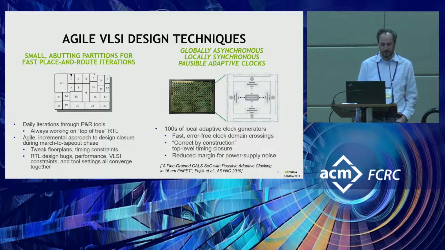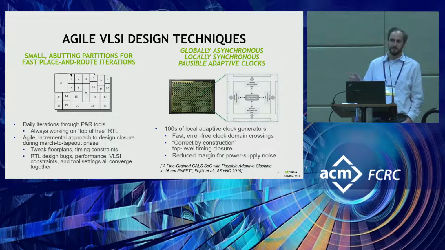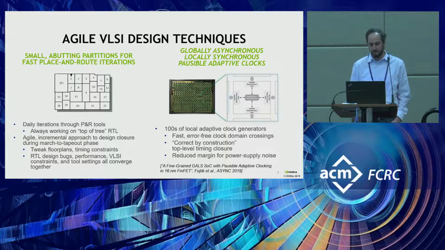The good thing about this is that in the March to tape out phase of the project, if you're working on that for 2 months, you get like 60 chances to fix all of your timing constraints and your tool knobs, as opposed to, if I'm spending a week or 2 weeks going through the tools, I only get like 5 chances or something. So that's the advantage there.